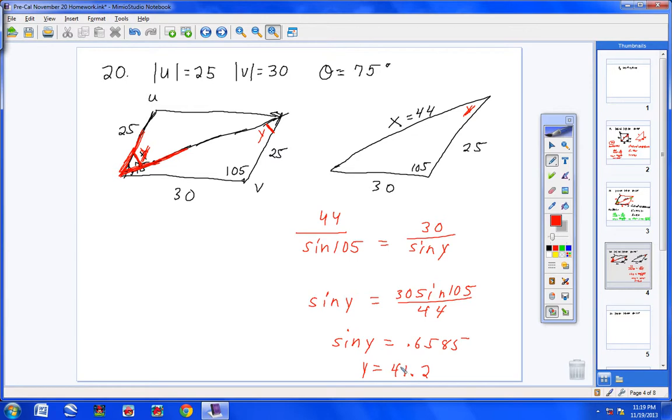Or we can just round it to 42 degrees, either way. So this angle right here is 42 degrees. So did we find the resultant? Yes, this length right here. Did we find this angle right here? Well, yeah, it's right here, 42 degrees. And if this is 42 right here, then that's also going to be this angle over here, 42 degrees.